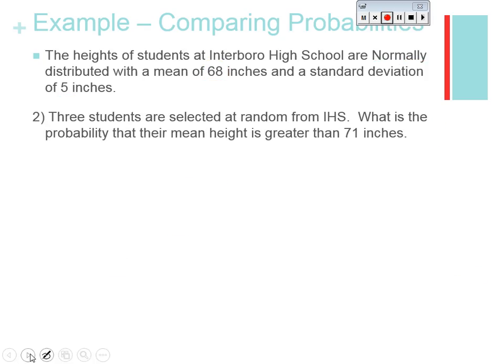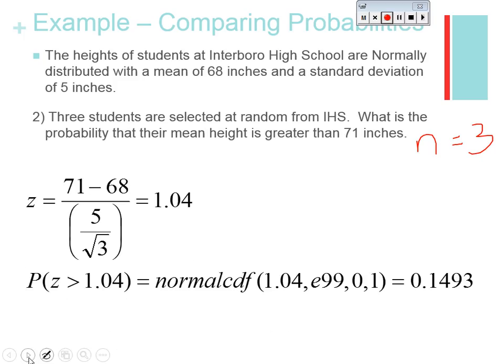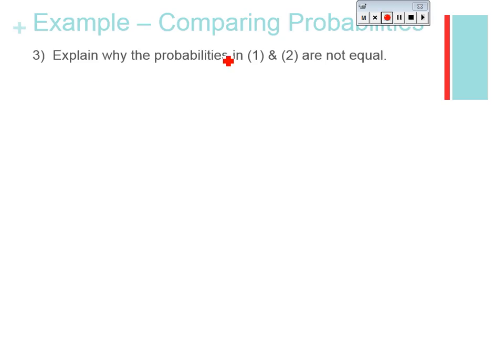Question number 2, I'm going to change the sample size, and instead of n equals 1, I'm going to make it n equals 3. I'm going to do the same thing here. Notice that the mean will stay the same. However, the standard deviation is going to be a little bit different because now my sample size is no longer 1. I'm going to take the population standard deviation divided by the square root of the sample size. When I get the z-score for this, it comes out to be roughly 1.04. And if I do the normal CDF from 1.04 to E99, this comes out to be roughly 0.1493.